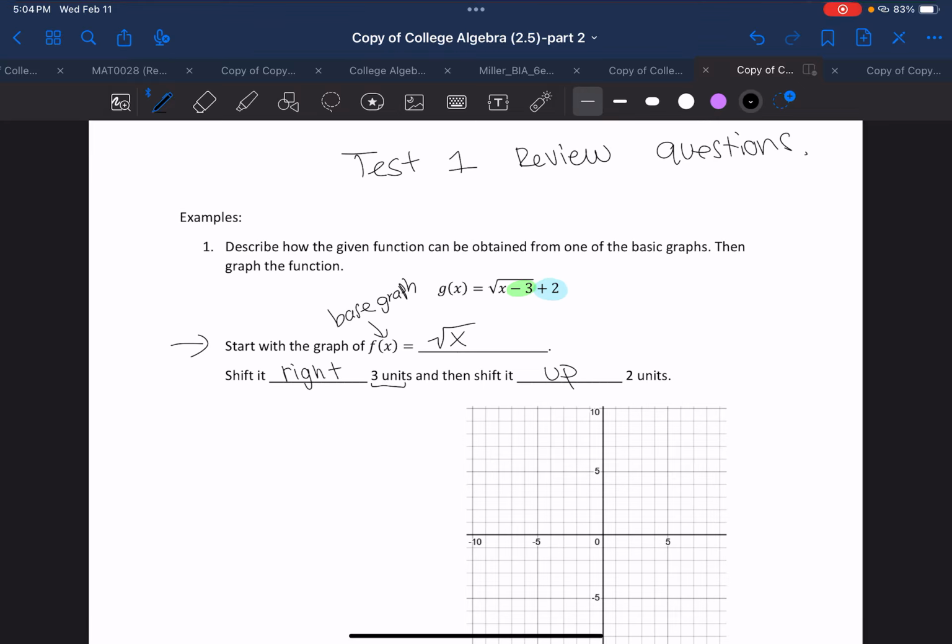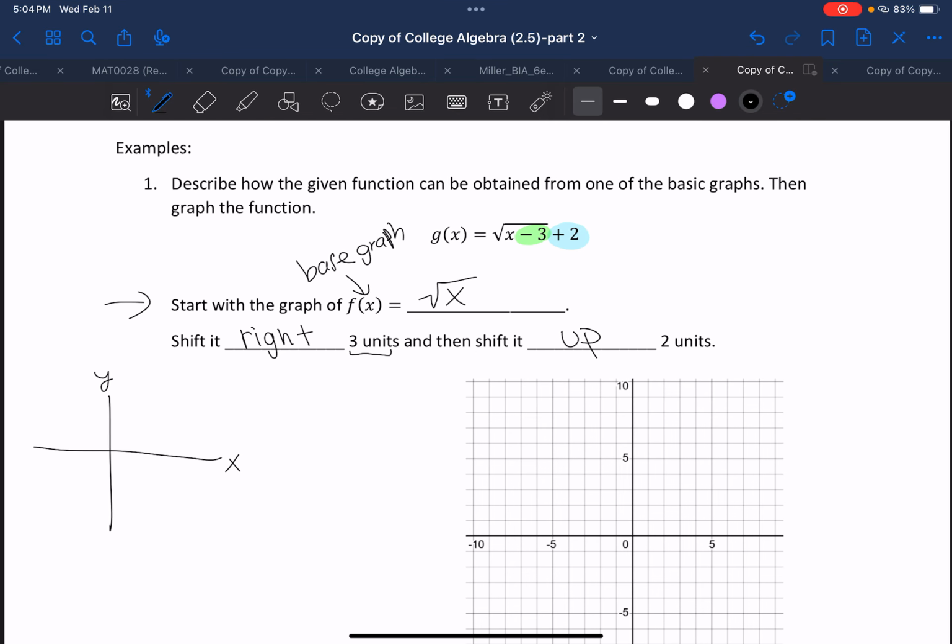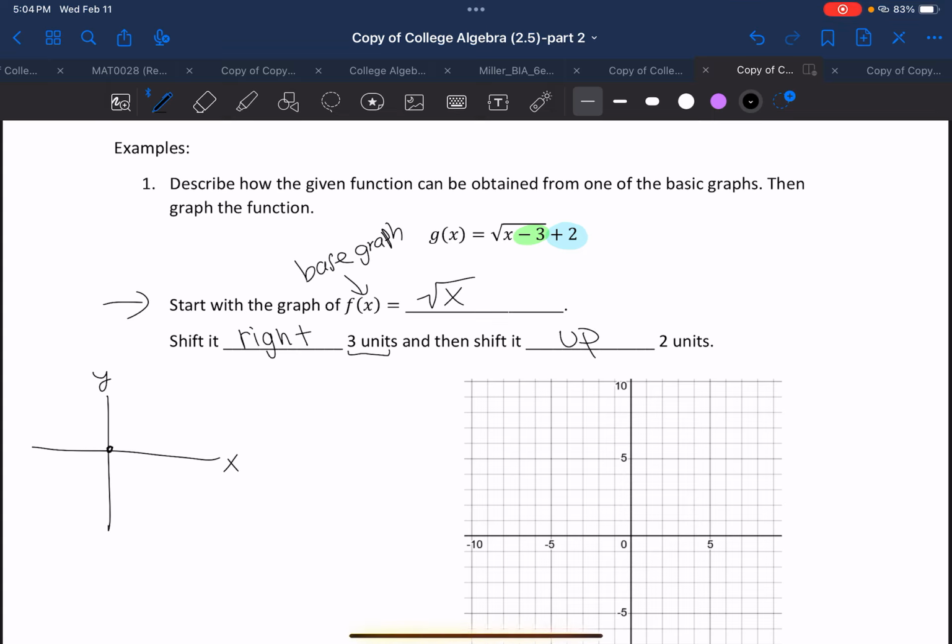And then they want me to graph this function. So the first thing I'm going to do is sketch over here. Let me make that a little bigger. The base graph of the square root of x. And that starts at the point of the origin, and then it goes like that.